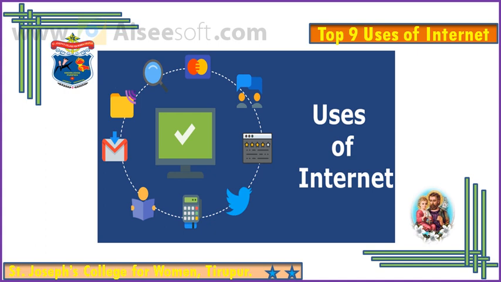The top 9 uses of the internet: electronic mail, FTP file transfer, search engines, e-commerce, online banking, cashless transactions, education, collaboration, social networking.